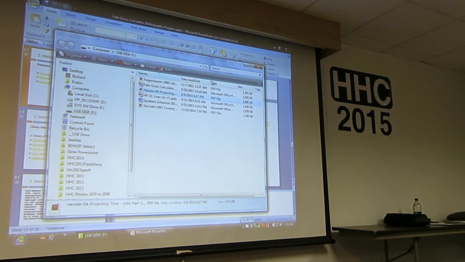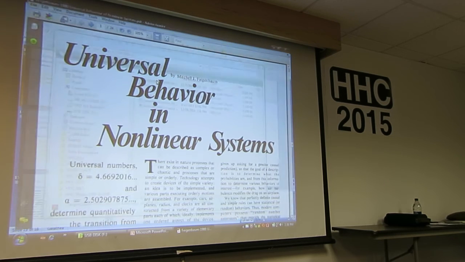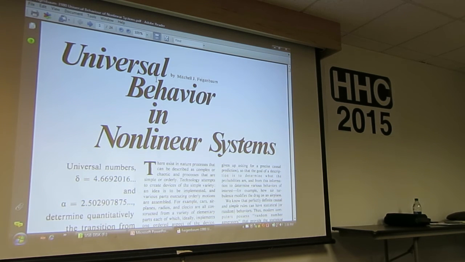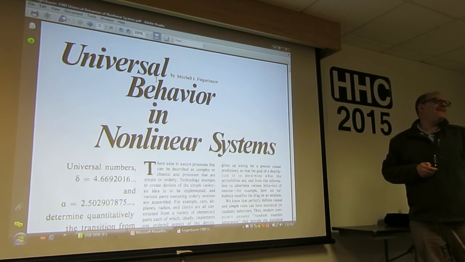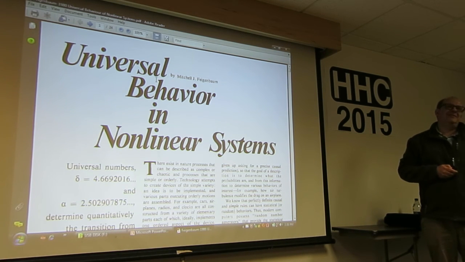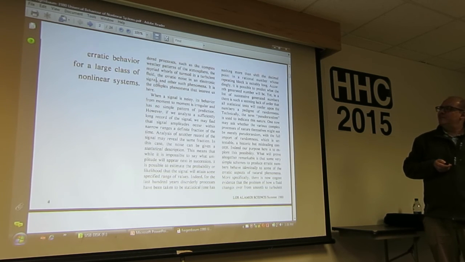And then the next one, I mentioned in another talk, this was done with an HP65. Mr. Feigenbaum discovered a natural constant. And there are very few natural constants around. There's pi, there's Euler, and there's Feigenbaum.